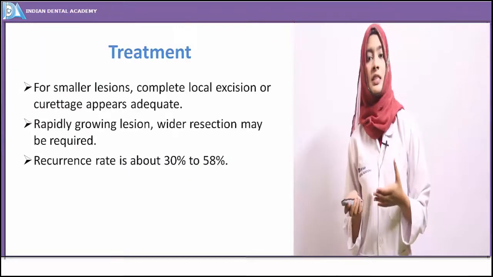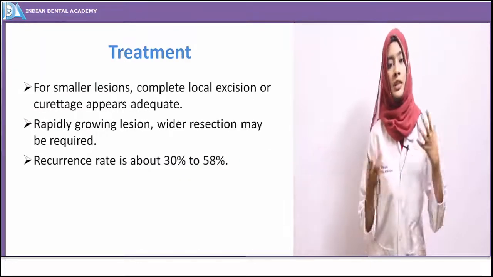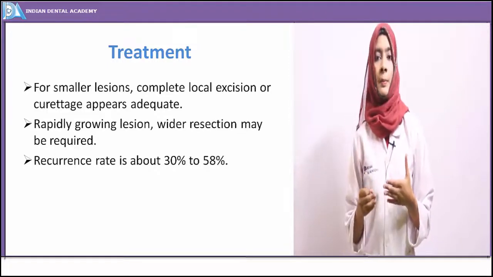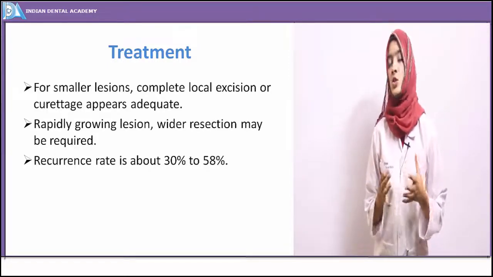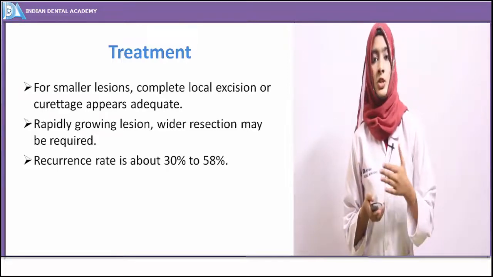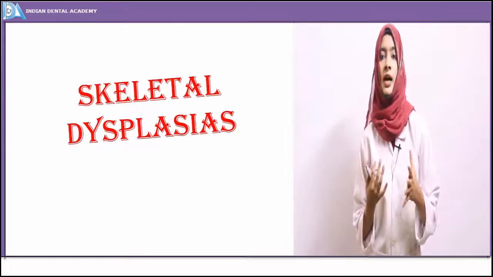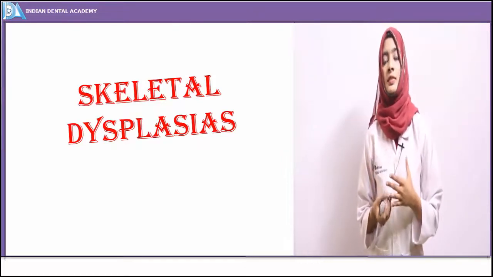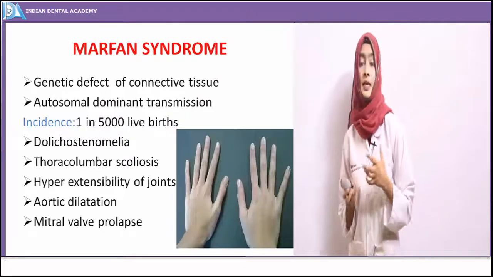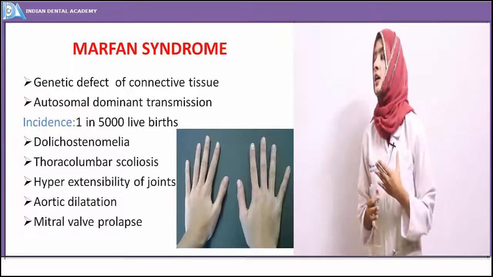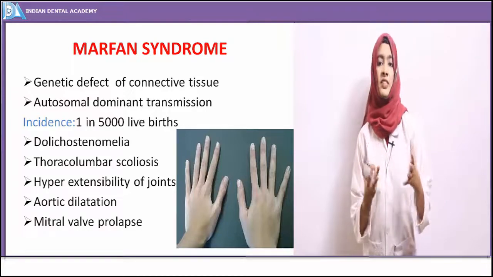Then we'll see now the skeletal dysplasias or the congenital bone disorders which are seen by birth or at the time of birth. So congenital bone disorders or the skeletal dysplasias, deformations or malformations in the skeleton itself. So there are many varieties of syndromes. We are going to study the most important ones. The first is the Marfan syndrome.